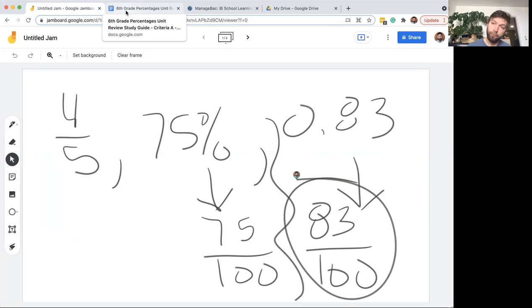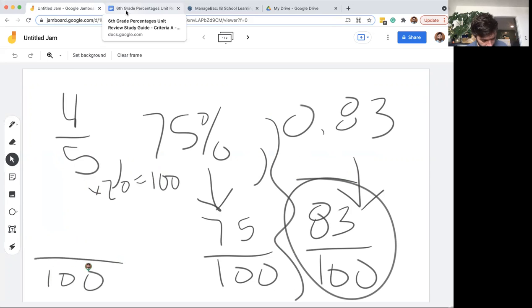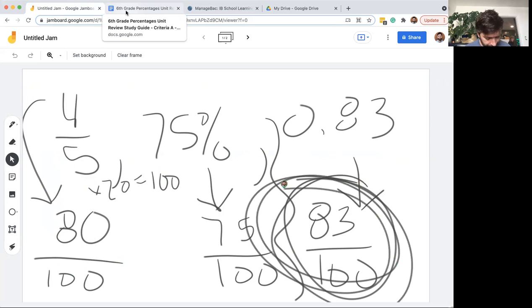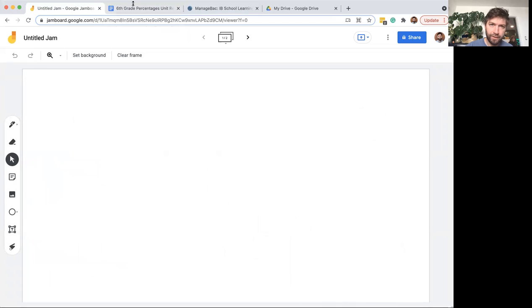So now I need to convert 4/5 into 100ths, so I can easily compare them. So I know that 5 times 20 equals 100. It's my denominator. So I do the same thing to my numerator. 4 times 20 is 80. So now I have 80 100ths, 75 100ths, and 83 100ths, which tells me that 83 100ths is the biggest number. So there's C.